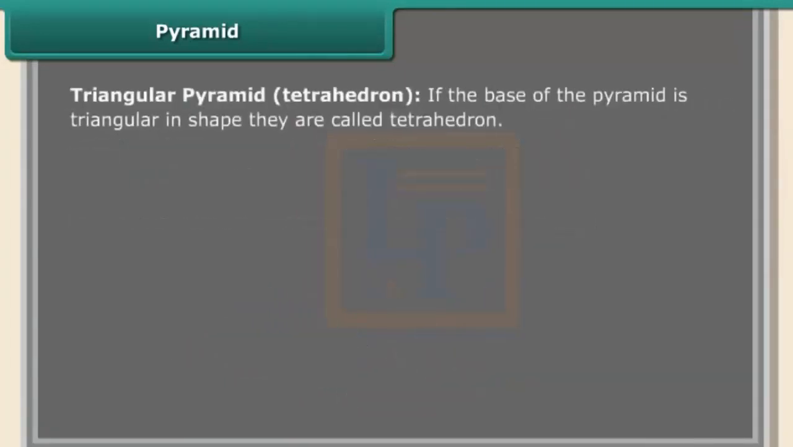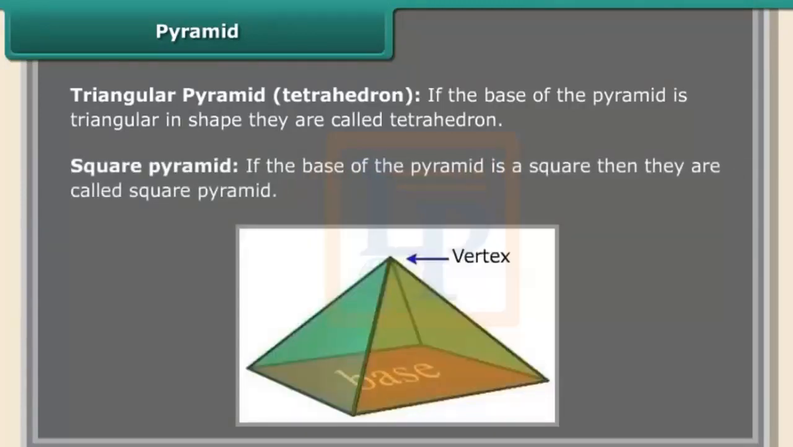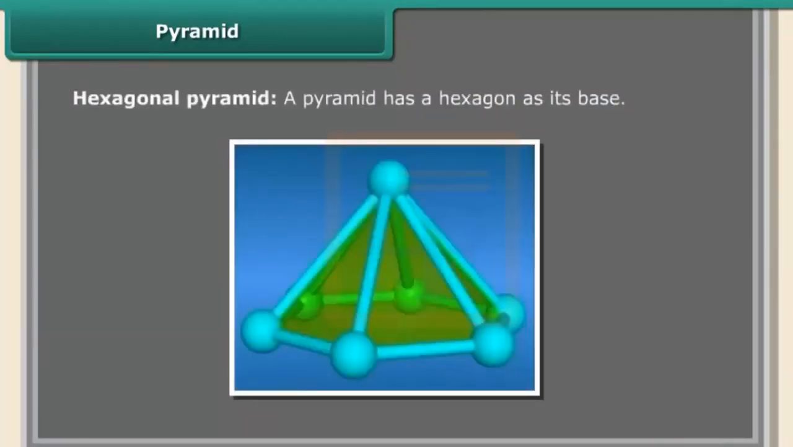Triangular pyramid, tetrahedron. If the base of the pyramid is triangular in shape, they are called tetrahedron. Square pyramid: if the base of the pyramid is a square, then they are called square pyramid. Hexagonal pyramid: a pyramid has a hexagon as its base.